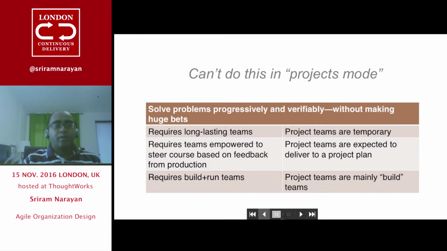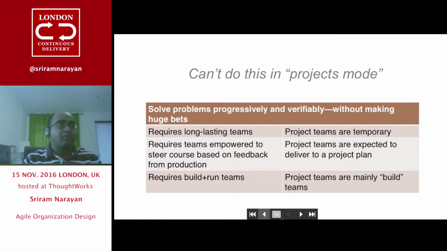As you get the feedback from the earlier stages of the solution, we come up with newer ways of, or better enhancements around it. So this requires long-lasting teams who can own and live with a problem for a relatively long period of time, a couple of years, if not more, whereas project teams tend to be temporary teams. Second, the teams need to be empowered to steer course based on feedback from production. Whereas project teams are usually conceived on the basis of a project plan. There is a plan and the plan is what is funded. And so there is very limited scope.